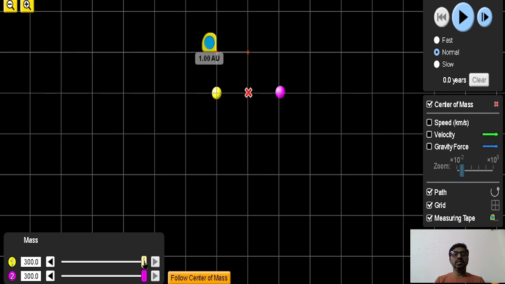Now suppose the mass of the yellow object is reduced. As the mass of the yellow object is reduced, you see that the center of mass is going away from the yellow mass, the lighter mass, and it is going towards the heavier object. As the mass decreases and decreases, when the yellow mass becomes too small, you see that the center of mass of the entire system is almost coinciding with the center of the purple object, which is the heavier one. When you have two objects, that's the case.